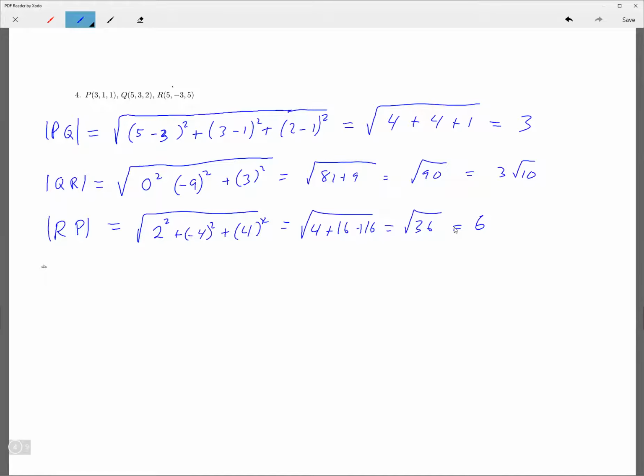Well, the middle one doesn't work. How did I mess up on the middle one? Okay, hold on. So QR. 3 minus negative 3? So it'd be 6? Oh, yeah. What am I doing? Why am I writing 9? Okay, so 6. So that's going to be 36. That'd be 45. And so that's going to be 3 root 5?